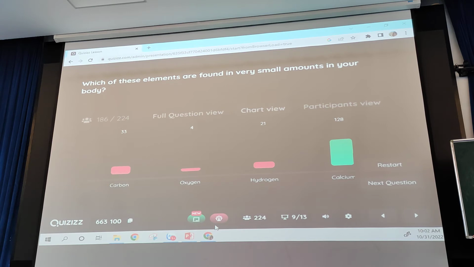Okay, the element in very small amounts in our bodies among these is calcium. So carbon, hydrogen, oxygen, and nitrogen occupy 96% of the elements inside our bodies. And if we account for phosphorus and sulfur as well, it occupies 99%, and calcium is a very small amount.